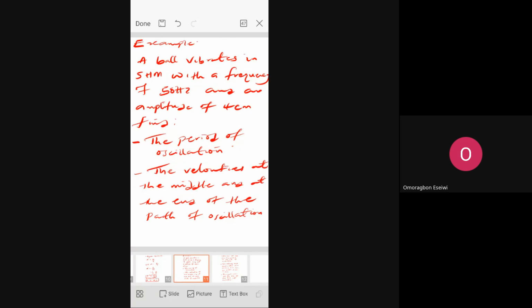Of course, you can see that the question they ask is very simple, but we have many things to compute. They just said a ball vibrates in simple harmonic motion with a frequency, and they gave us the amplitude, and they just asked us to find 5 things. Now let's try to work it out. Solution.